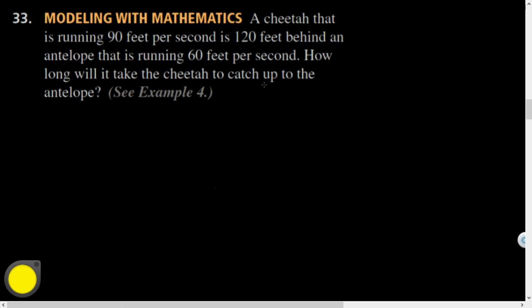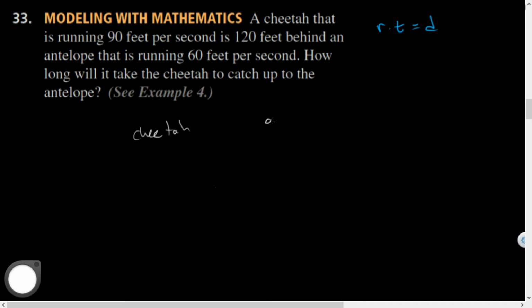A cheetah that is running 90 feet per second. That's a rate. Guys, first of all, I want to point out that rate times time equals distance. And it is 120 feet behind an antelope that is running 60 feet per second. Oh, dear. How long will it take the cheetah to catch up to the antelope? So, I think I set it up like this the other day.